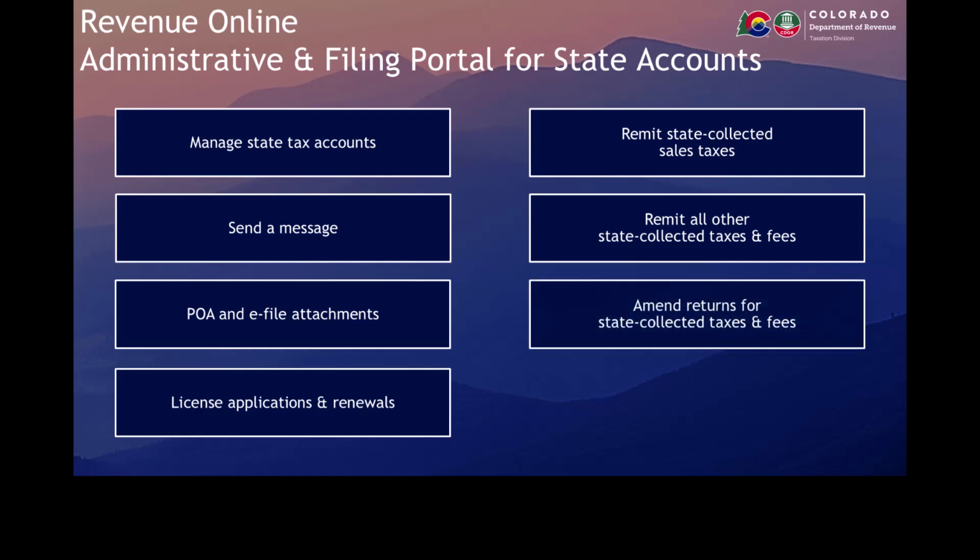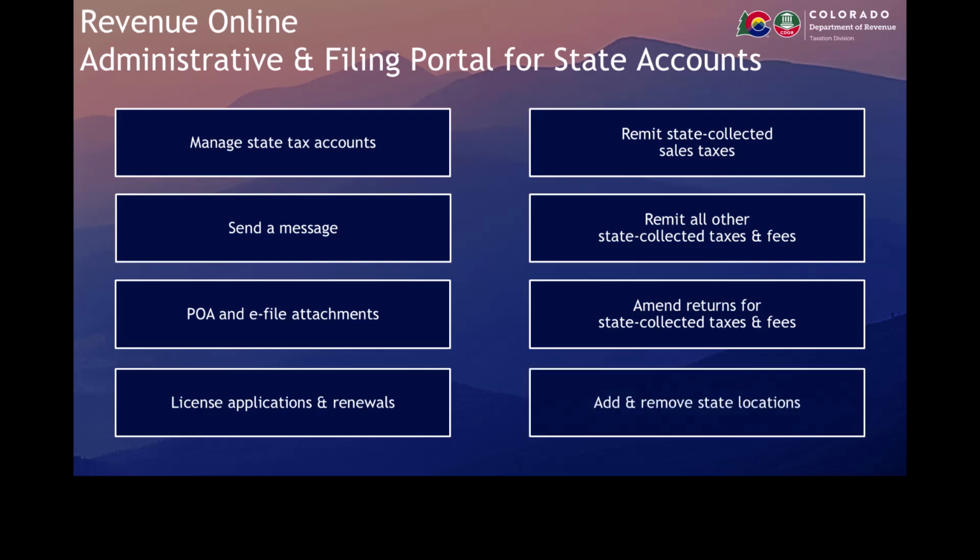To amend returns for state-administered and collected taxes and fees, including sales tax, use Revenue Online. SUTS does not currently allow for amending returns. You must also use Revenue Online to add or remove state taxing jurisdiction locations. In the future, we anticipate this feature will be available in SUTS. Again, this is not an exhaustive list. Please visit Revenue Online for more information.